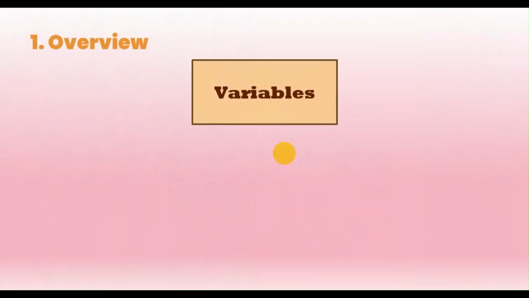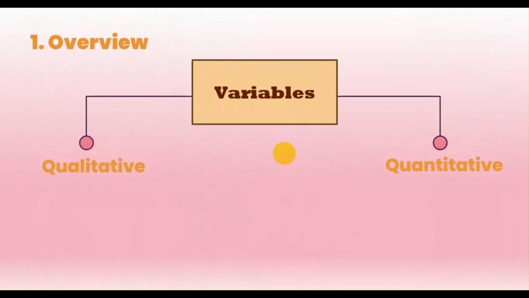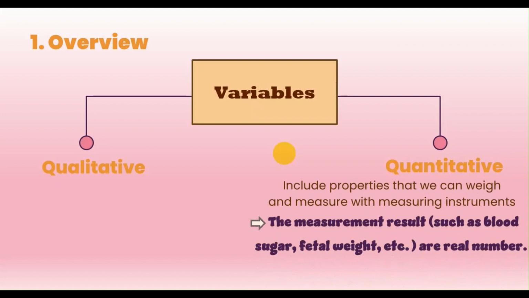About the overviews, people divide variables into two groups: qualitative variables and quantitative variables. To clarify the topic of the essay, here we will only go deeply into quantitative variables. Quantitative variables include properties that we can weigh and measure with measuring instruments. The measurement results of quantitative variables, such as blood sugar and fluid weight, are real numbers.